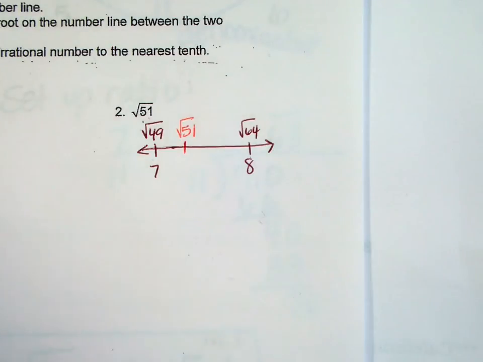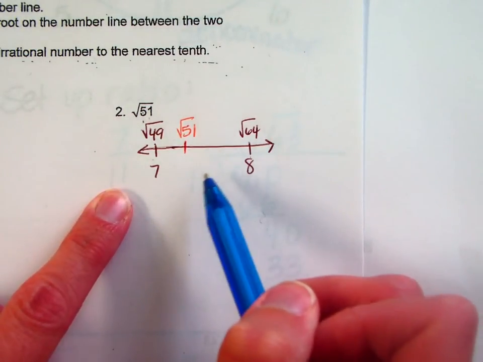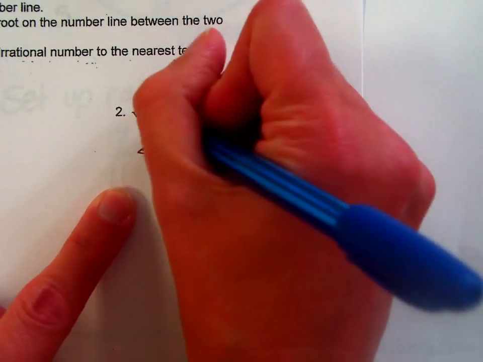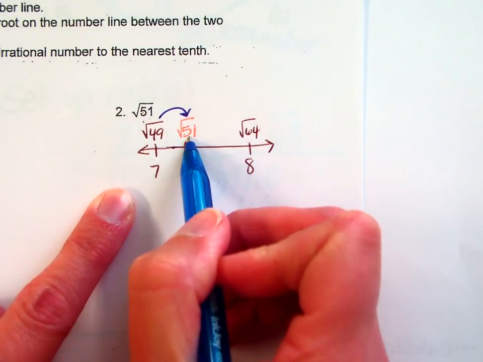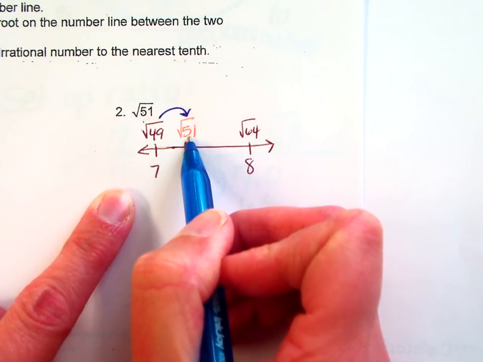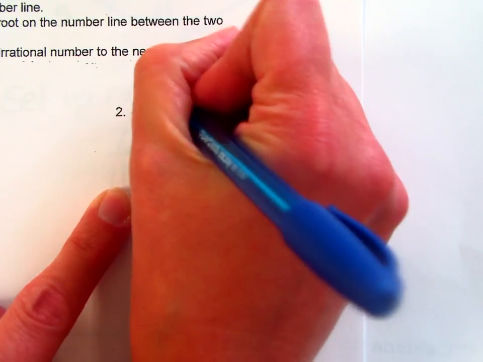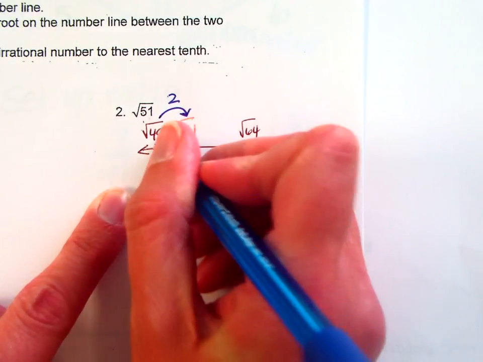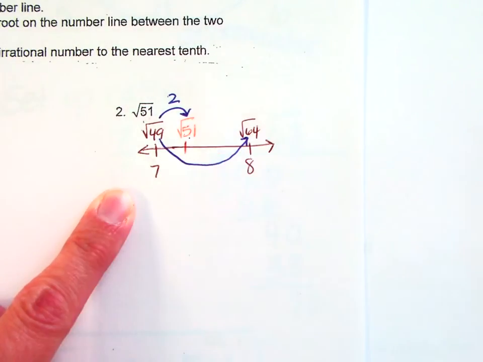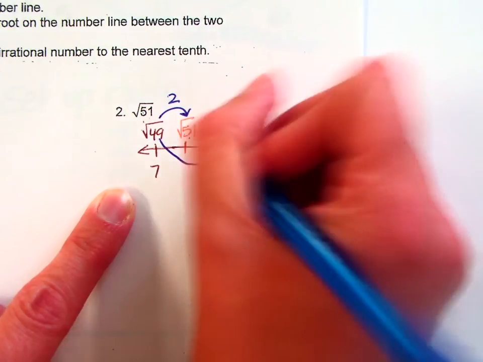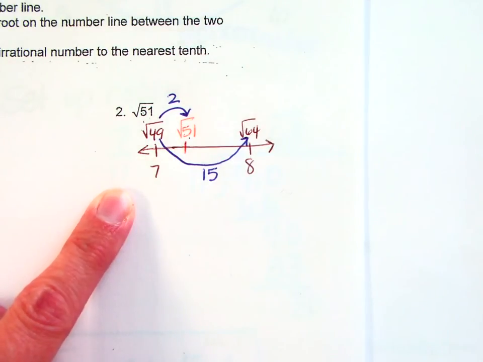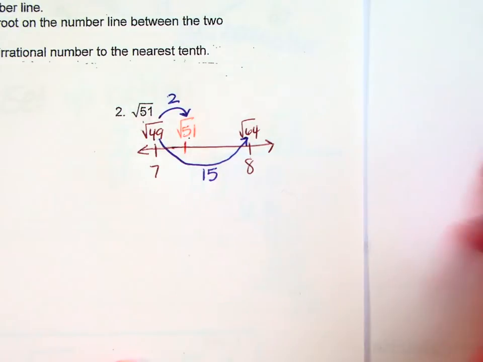All right, so we'll set up our ratio now to figure out what our tenths place is going to be. So to go from 49 to 51, how many is that? 2. And from 49 to 64, 15. So there's our ratio, 2 over 15, so that we can get to that tenths place.